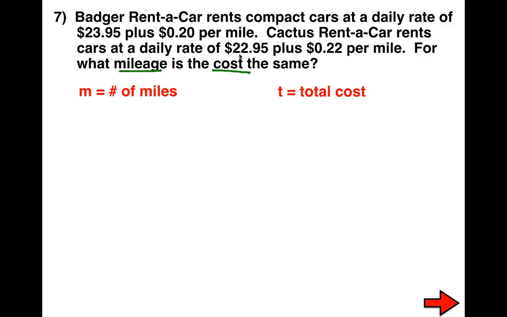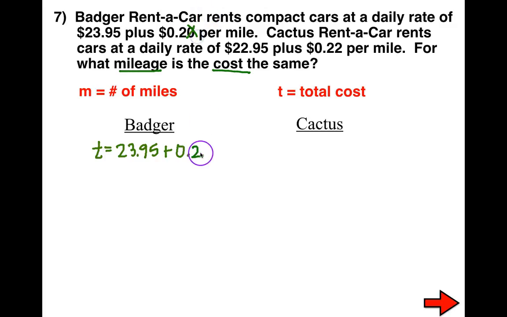Okay, so for that, let's see. We are looking at 2 companies. I'm going to look at Badger and I'm going to look at Cactus. So for the case of the Badger, it's going to be T equals, because the total cost is going to be comprised of the $23.95 plus the 20 cents per mile. To keep things a little bit easier, I am going to drop off that extra 0 and put my m because it's per mile. Now, what about the Cactus? Well, the total is going to be comprised of the $22.95 plus the 22 cents per mile. So notice here there's no zeros to drop off. Okay, so I'm going to leave it at that.